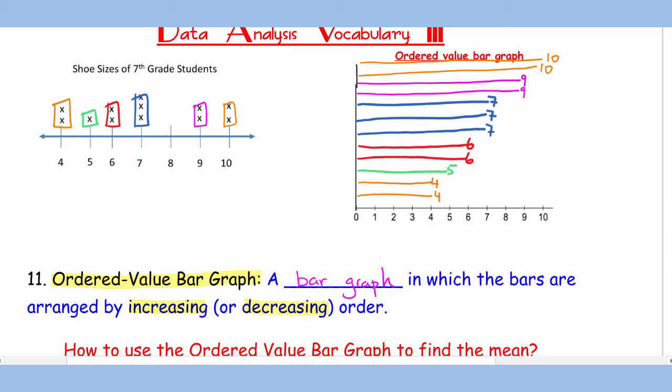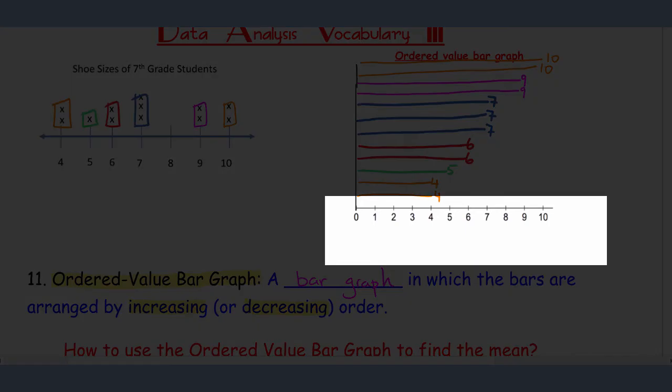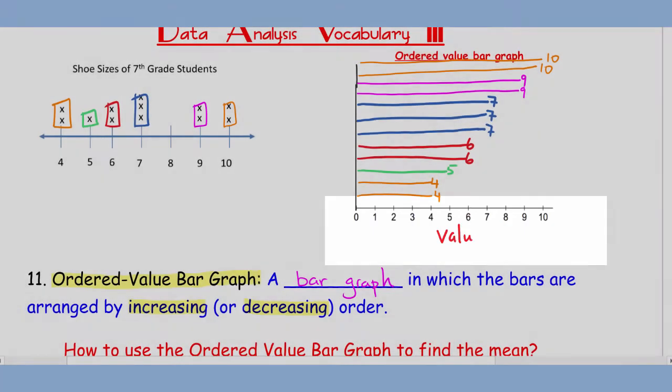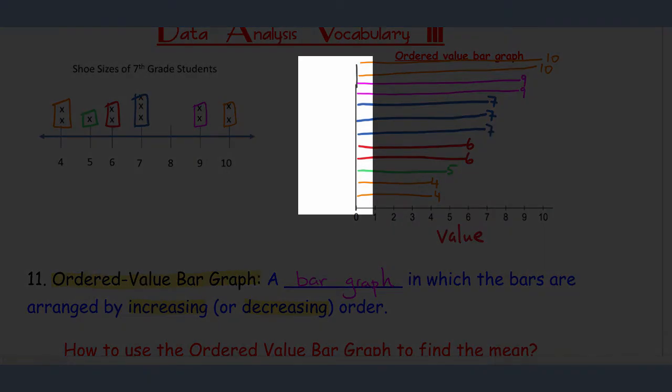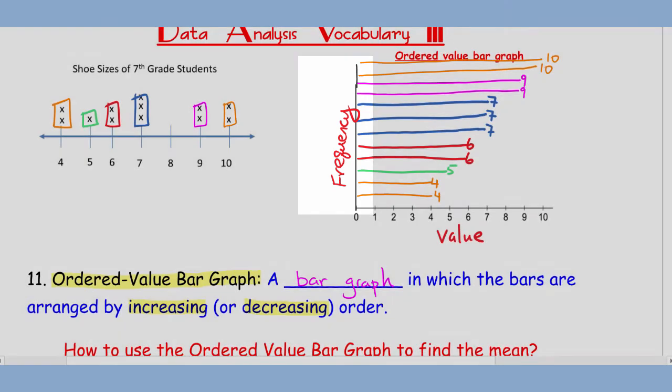So since we are done with it, now let's make sure we label the axes correctly. Notice how the numbers at the bottom are basically the values in the data set, so we can call this the value. And the numbers on the side are basically the frequency of how often each number repeats, so we can label the side as the frequency.